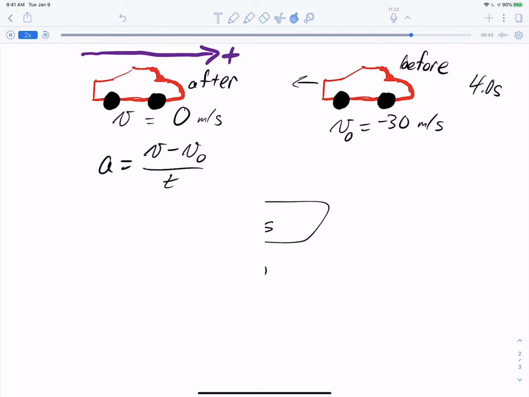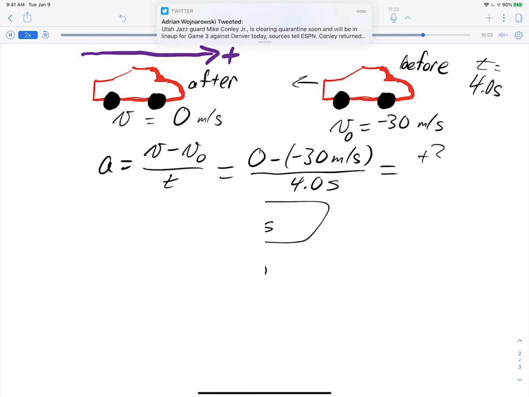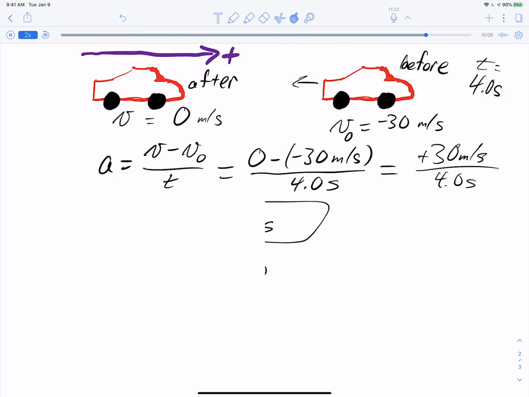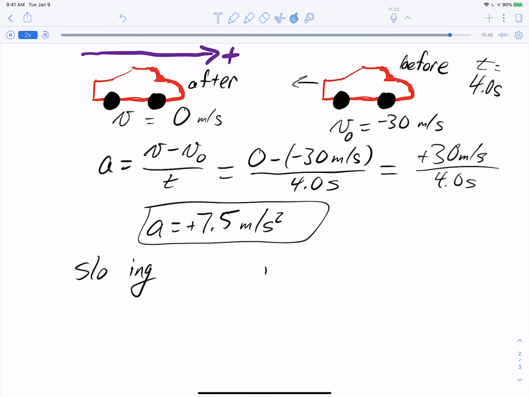So v minus v naught, I've got 0 minus, again, be careful with that minus sign, minus a negative 30 meters per second, divided by 4.0 seconds. So 0 minus a negative 30 is a positive 30 meters per second divided by 4.0 seconds. So my acceleration, 30 divided by 4, is 7.5 meters per second squared, and that's positive. Now, sometimes I'll put the positive sign there just to emphasize. Of course, it's not necessary. So positive 7.5 meters per second squared. So acceleration is positive, but the velocity started out as being negative. So that means it's a case of slowing down with a positive acceleration.